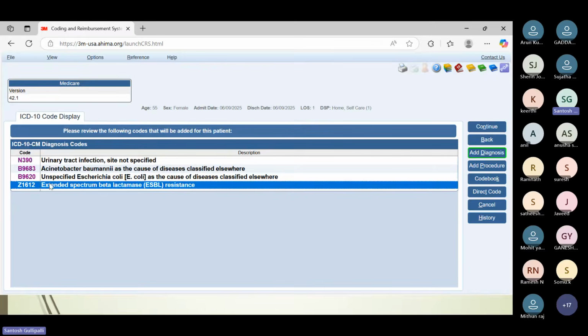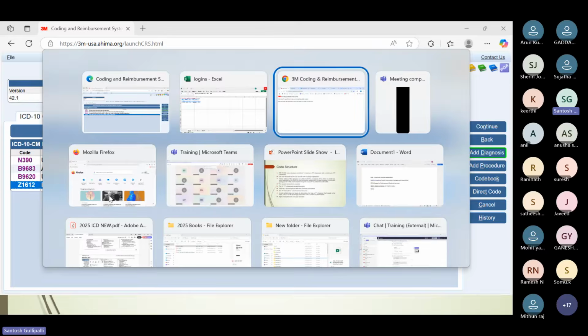At that time we can assign one specific diagnosis, Z16.12. For example, if a specific drug is given but there is no diagnosis code in ICD-10-CM, then they give a U series code.